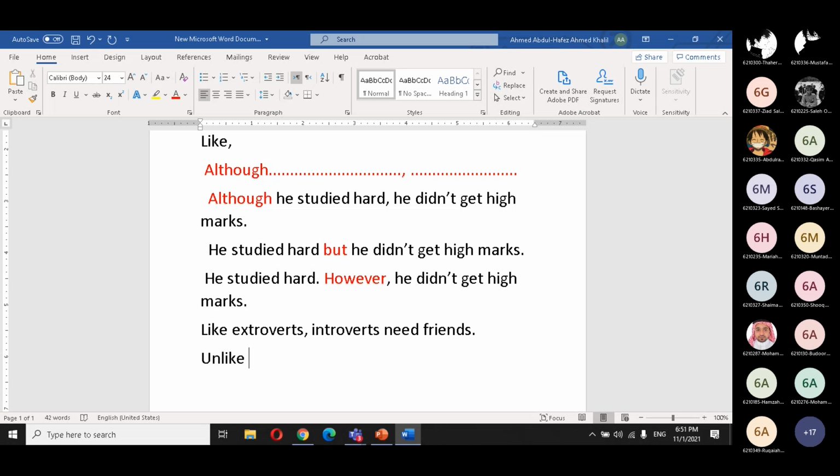Okay. Unlike extroverts, introverts have few friends. Okay? Unlike extroverts, introverts have few friends.